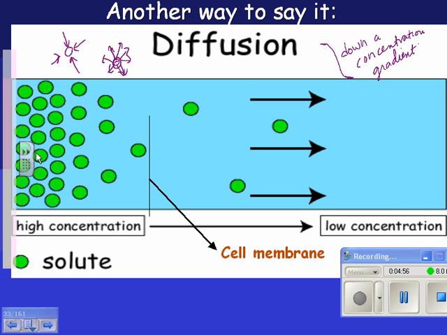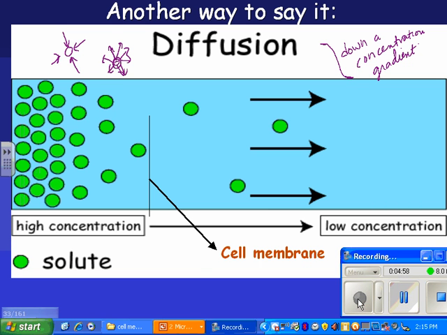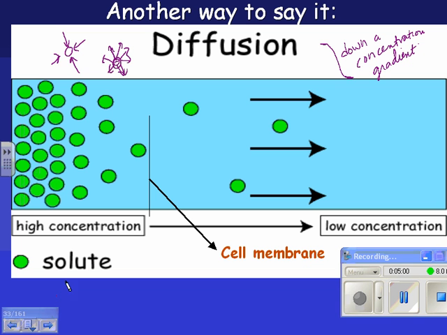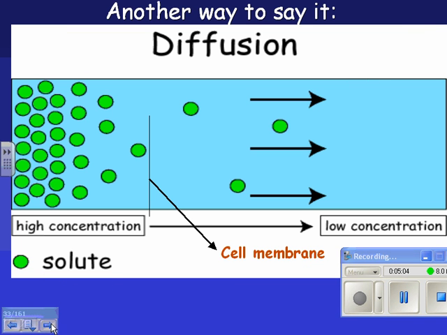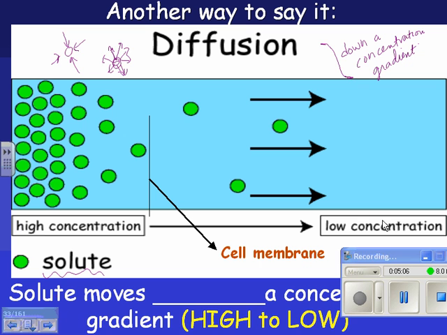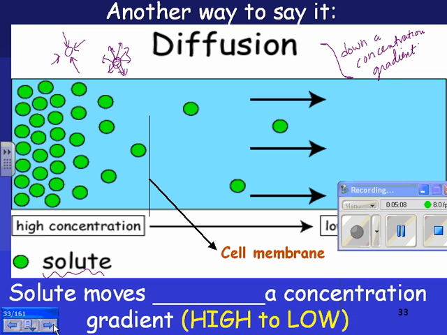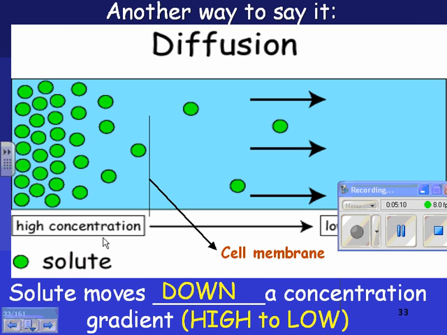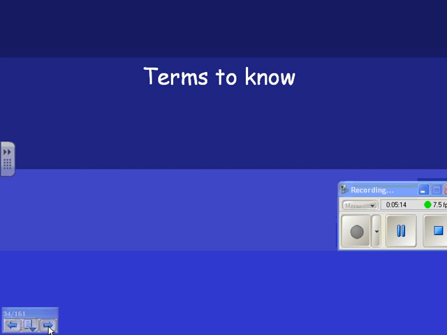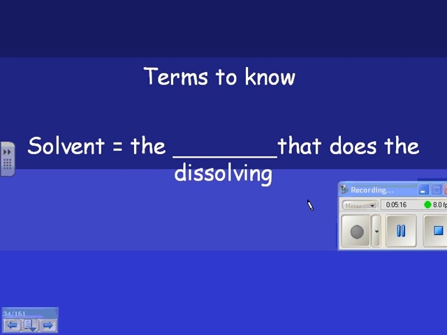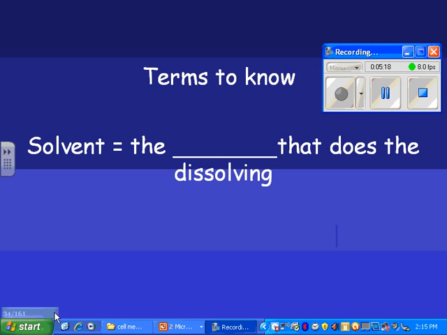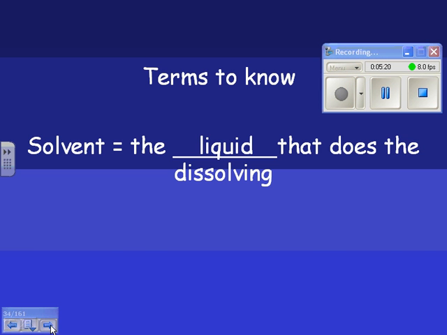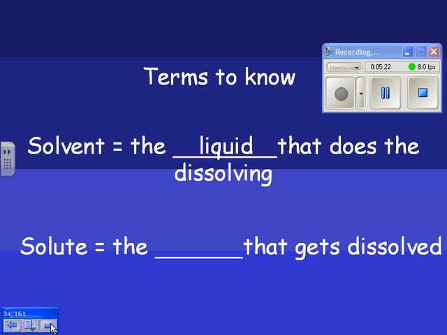It's easy. So there's also a couple of terms you need to know, solute and solvent. So solute moves down a concentration gradient, so that means from high to low. So let's define solute. So the terms to know: solvent is the liquid that does the dissolving, and solute is the thing that gets dissolved.